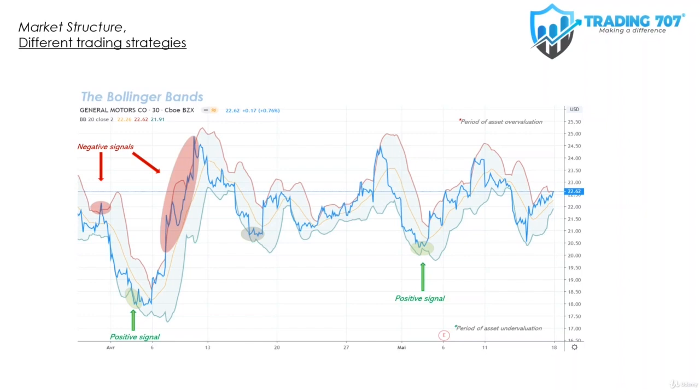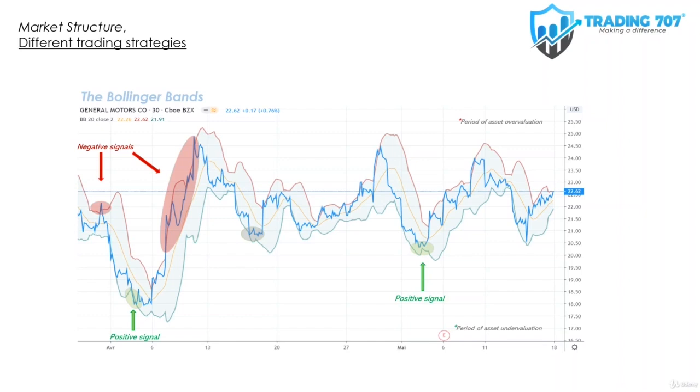Then, from the 1st April to April 4, the General Motors share price and the Bollinger low band move together without crossing each other. This indicates that we are facing a strong downward trend, suggesting that the price is on the verge of being undervalued.